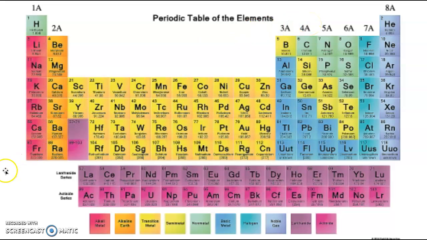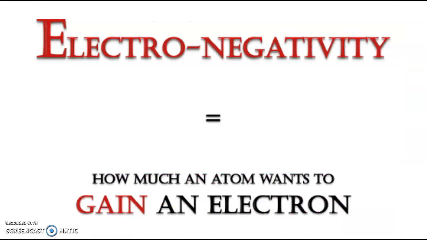Well, this concept, why this all occurs, my friends, is called electronegativity. Electronegativity just means how much an atom wants to gain an electron. Makes sense, right? Electronegative: electro, meaning electric charge, negativity, referring to electrons because electrons have a negative electrical charge. Atoms that want to gain electrons will have a negative charge because more electrons make the charge more negative, right?